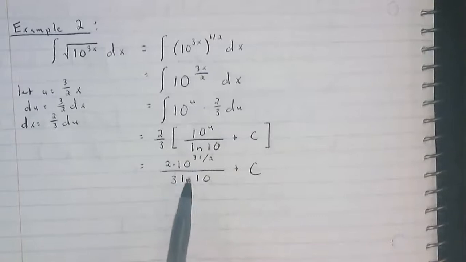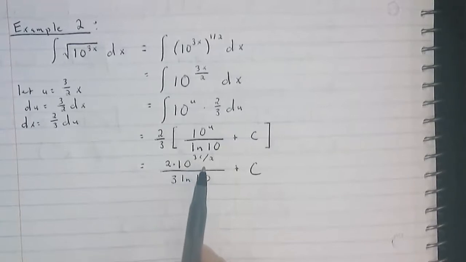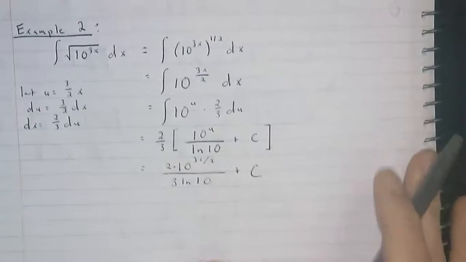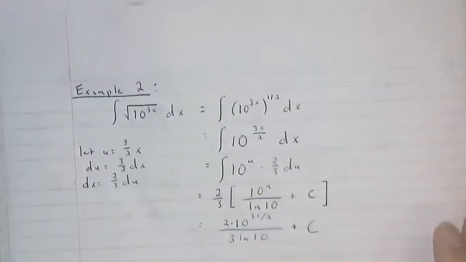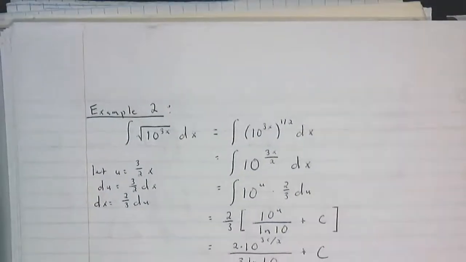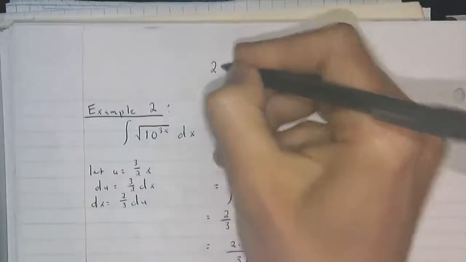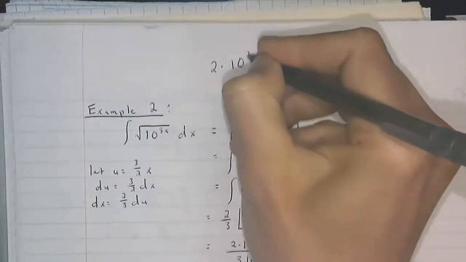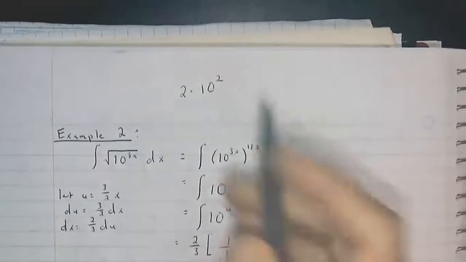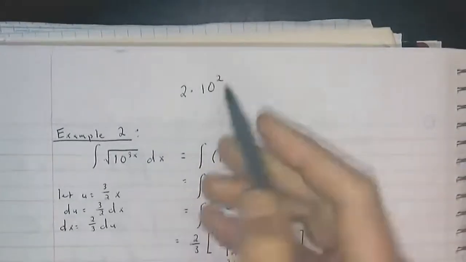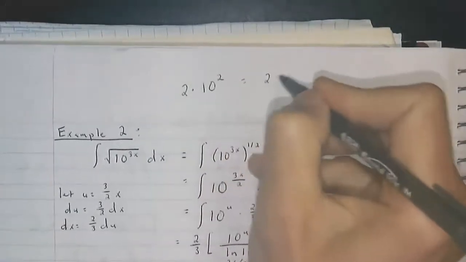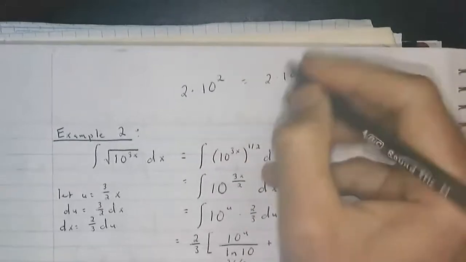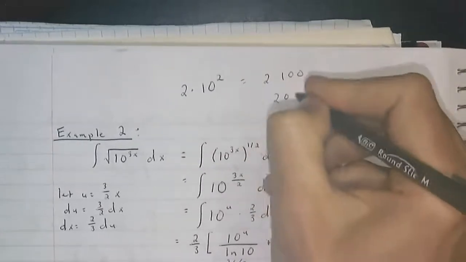And again, this is going to be a constant temptation for you. This is not 20 raised to the 3x divided by 2. You do not get to multiply those things. If you're still unsure about that, consider if this was 2 times 10 squared. What's 10 squared? It's 100. So 2 times 10 squared is 200.